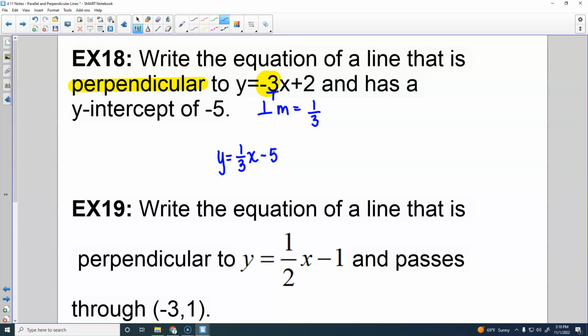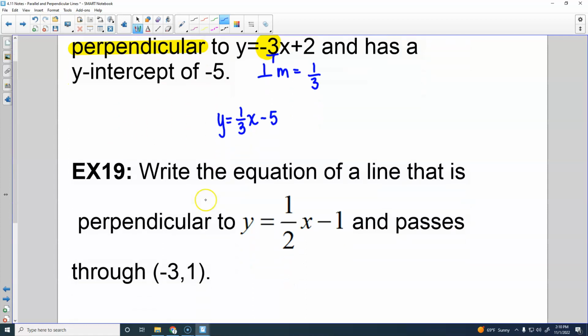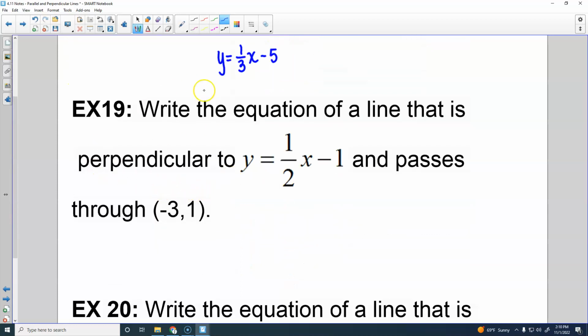Now, that little step of flipping and changing the sign, most students are probably going to do it correctly on number 18. They might do it right on 19. They usually forget to do it on number 20, right? Because it's easy to forget to do that step. So let's look at 19. Write the equation of a line that is, again, perpendicular to y equals 1/2 x minus 1 and passes through negative 3, 1. So we're looking at a problem here where we're not given the y-intercept, so we're going to have to find that.